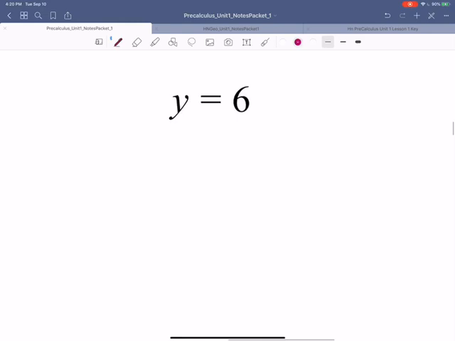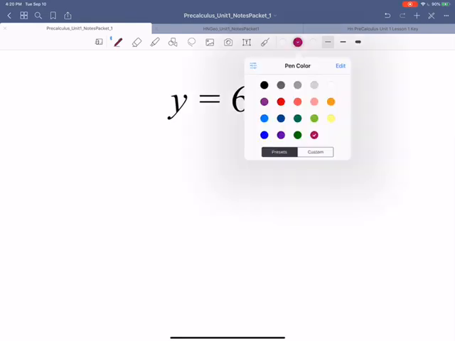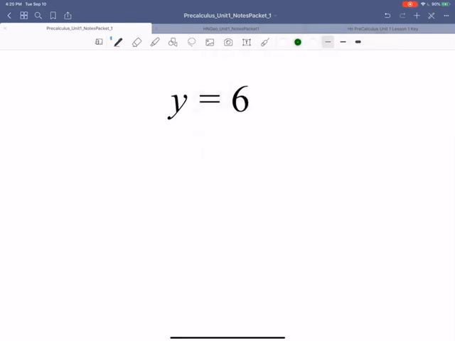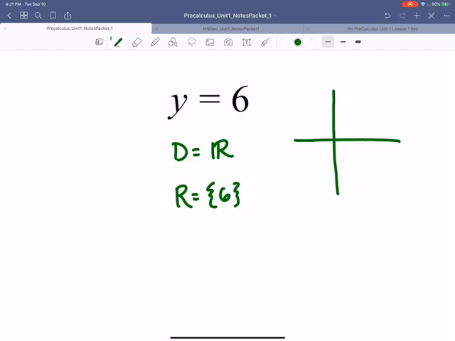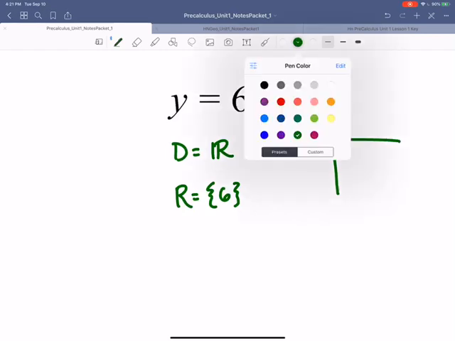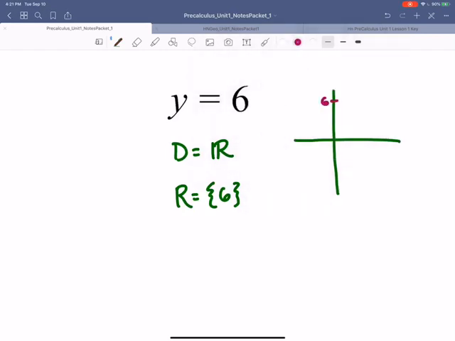Now let's look at y equals 6. Y equals 6 has a range with exactly one element, 6, and we can plug any number we want into this function. We're going to get 6 as an output, so that means that the domain is all real numbers. The graph of y equals 6 looks like this.